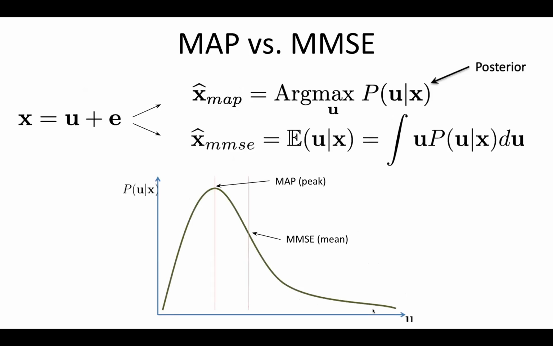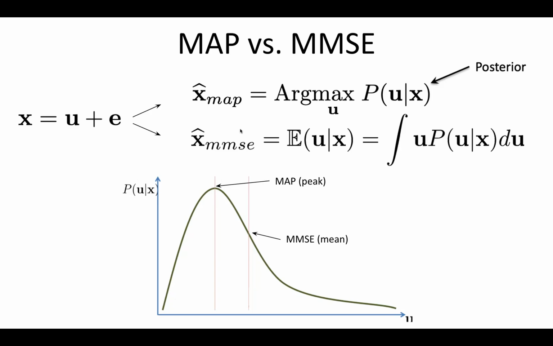All right, so now let's move on and talk about MAP, maximum a posteriori, versus minimum mean squared error. Both of these are going to depend on this posterior density, P of U given X. Again, remember X is equal to U plus E. The MAP estimate basically takes this posterior, I've sort of drawn a cartoon of it here, and thinks in terms of the peak of that distribution. The argument that maximizes this is basically the one that gives you the peak of this distribution.